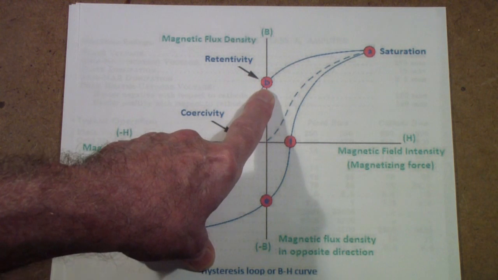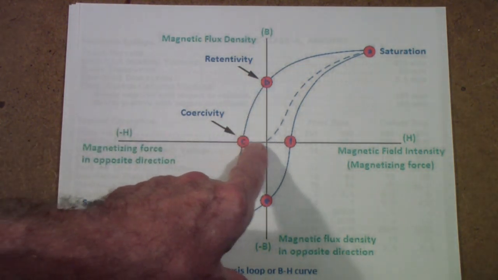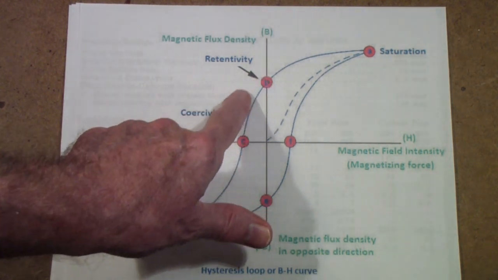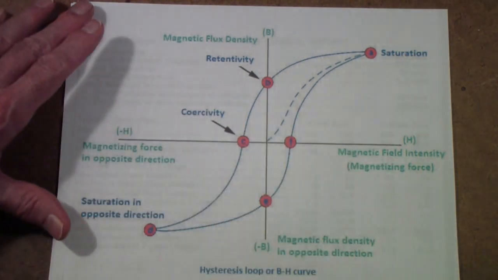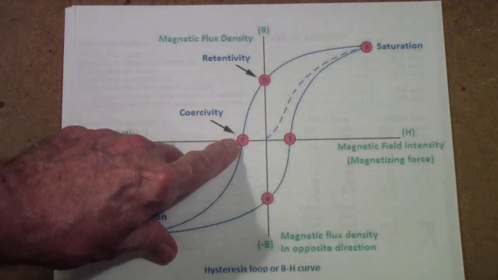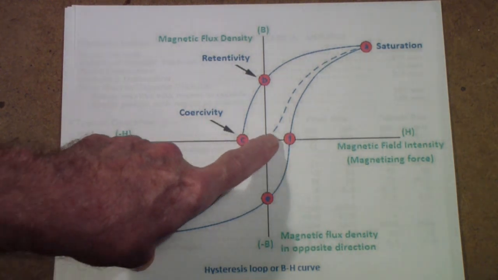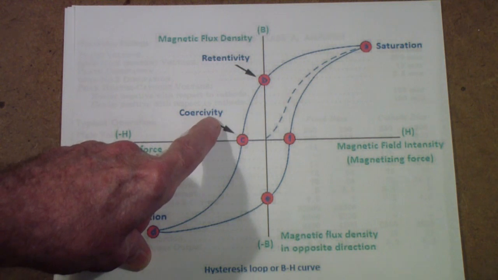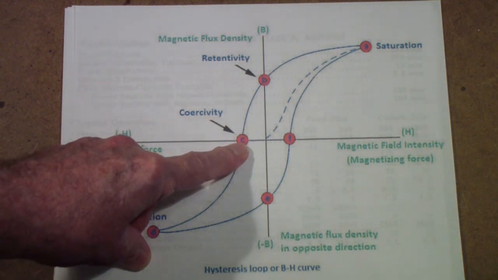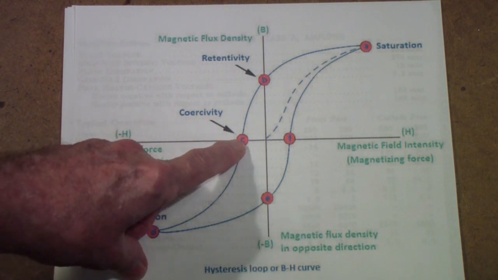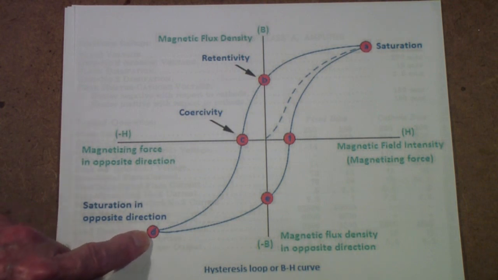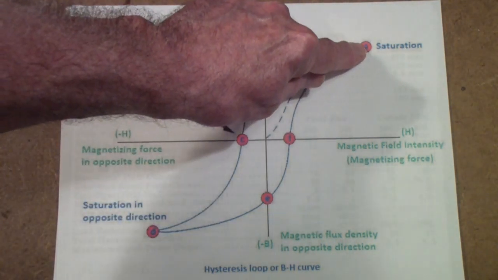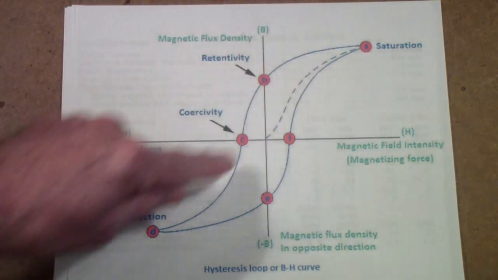Then, as you reverse the current and begin to drive current in the opposite direction, it will come down until eventually, at some point, it will cross the x-axis again. In other words, there is no flux in the core. The measure of that is called coercivity. That is how much you can coerce the core. Then as you continue to drive negative current, you come to the negative saturation position. And by the way, these are not necessarily the same. That is, the negative may not be exactly the inverse of the positive.